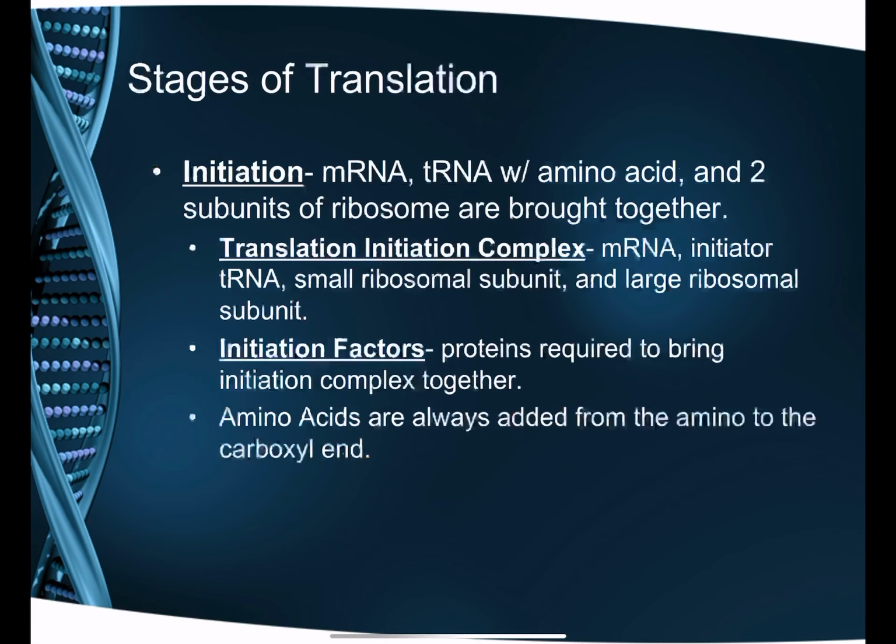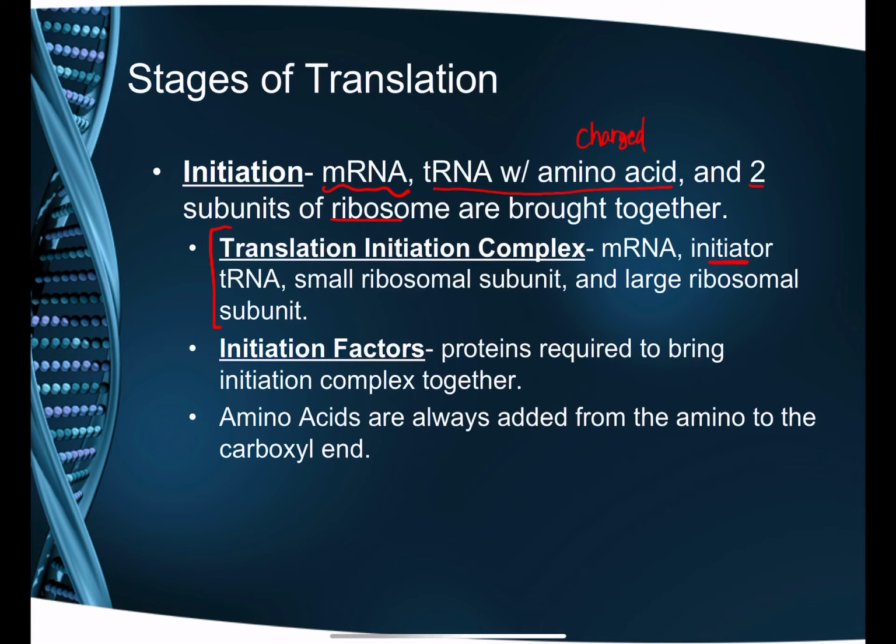All right, so like we had the three stages, initiation, elongation, and termination in transcription, you also have those three stages in translation. So let's talk about initiation. In initiation, you have to have the mRNA present. That's what we're reading. You have to have the tRNA with the amino acid, so the charged tRNA. And then you have to have both units of the ribosome come together to be able to initiate. Those pieces together are going to be referred to as the translation initiation complex.